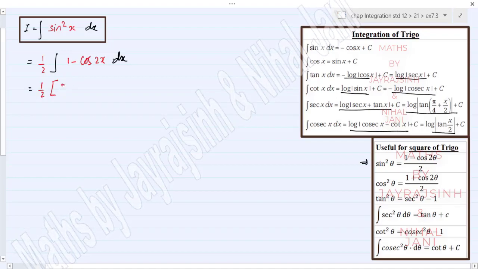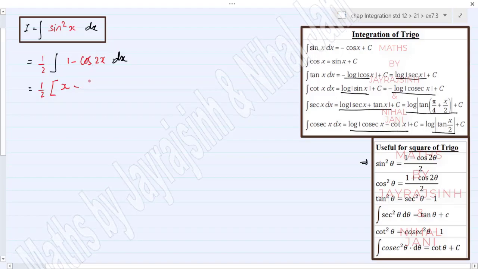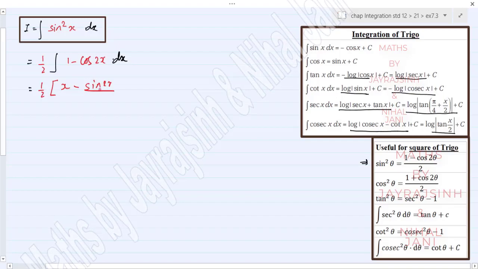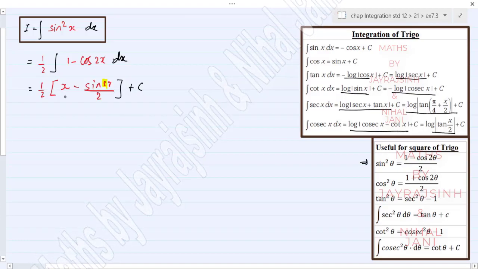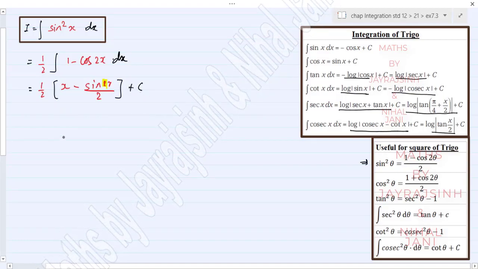Integration of 1 will be x and integration of cos 2x will be sine 2x upon the coefficient of x, which is 2, plus c is your final answer. Ta-da!